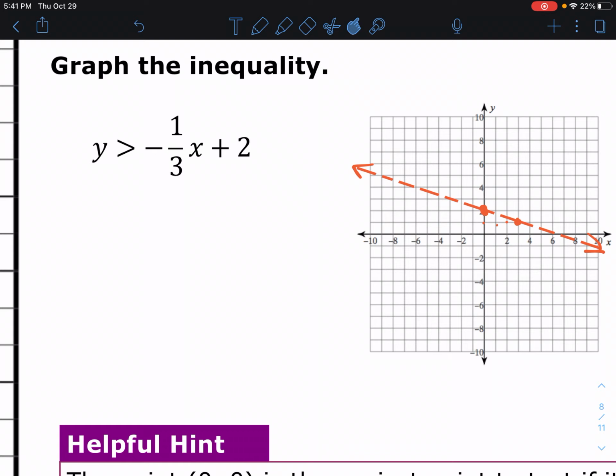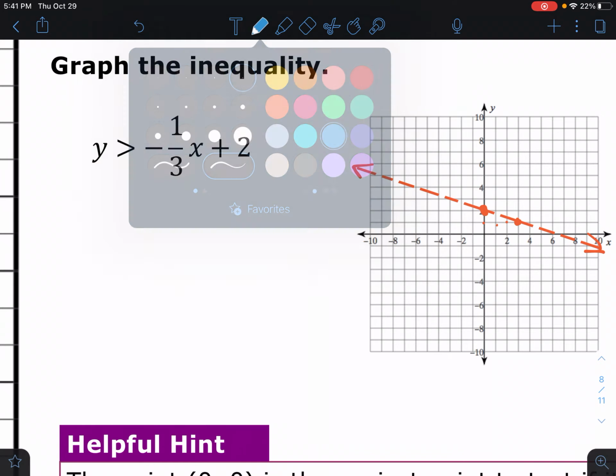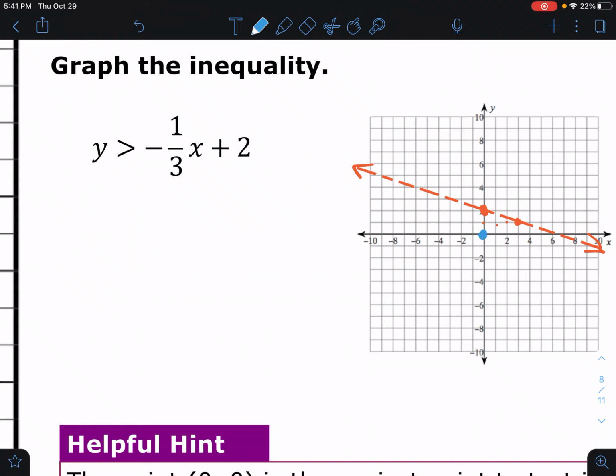So really what you do is you put in this test point 0, 0, which is right here. Now, if we shade this way, then 0, 0 would be in the solution region and it should be a true statement. If we shaded this way, then 0, 0 would not be in the solution region and it would be a false statement. So really what we're going to do is test it. We're going to put a 0 here.